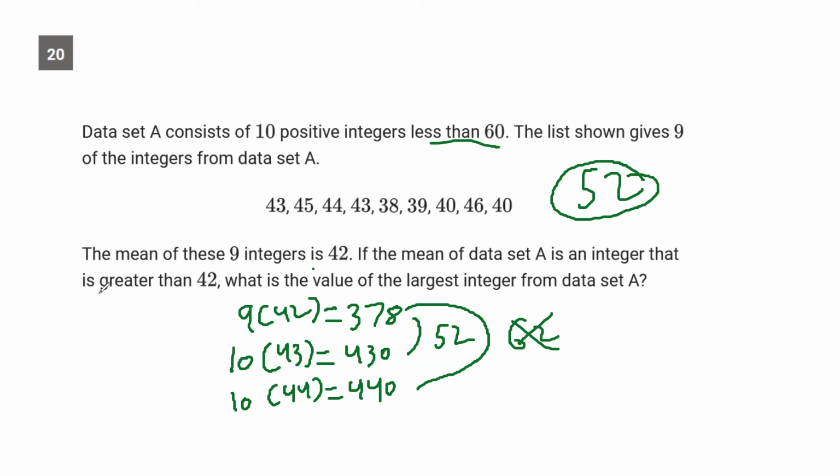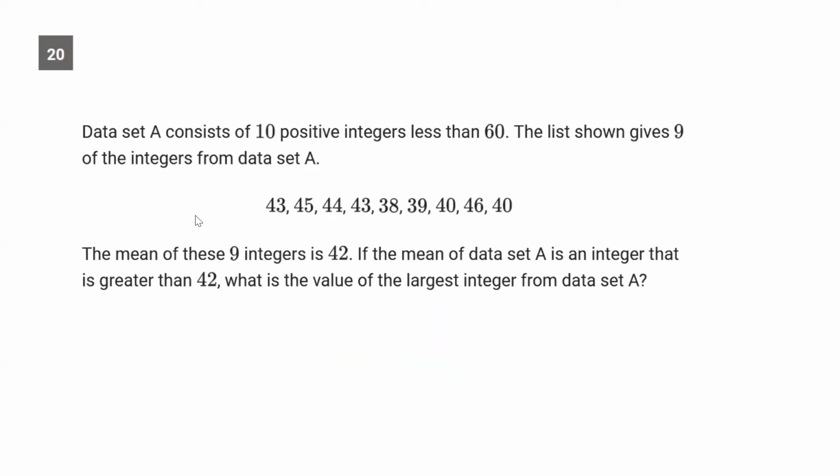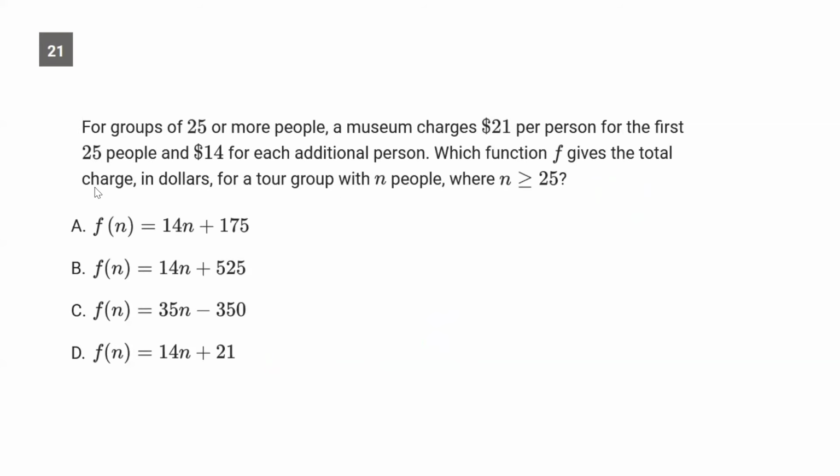Okay. And now we'll go to 21. For groups of 25 or more people, the museum charges 21 per person for the first 25 people and 14 for each additional person. Which function gives the total charge in dollars for a tour group with n people, where n is greater than or equal to 25?